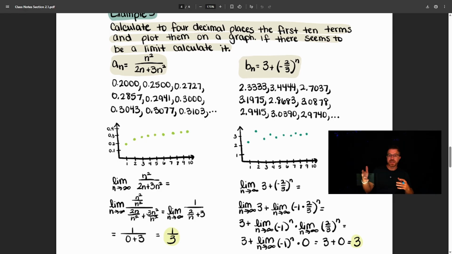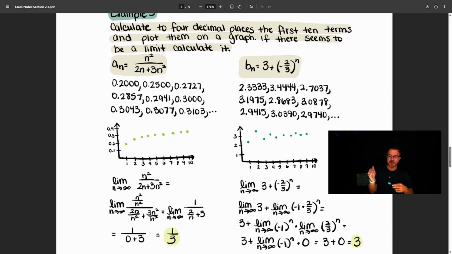So you can see an example here, which I'm not going to write down all these numbers, but if you look at the first one, a_n, it starts with 0.2, then 0.25, then 0.2727, then 0.2857, then 0.2941. And if you were to continue on with this, you would see that it seems to be approaching kind of around 0.4, right? Or somewhere in the 0.3 to 0.4 range. Looking at b_n, we have 2.33333, 3.4444, and notice that with this one, it's kind of alternating a little bit.